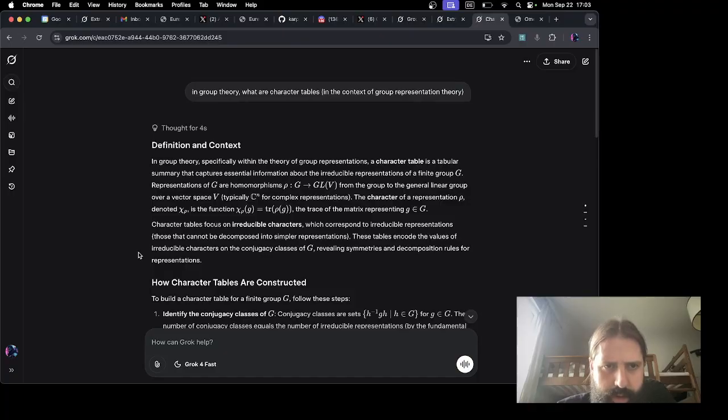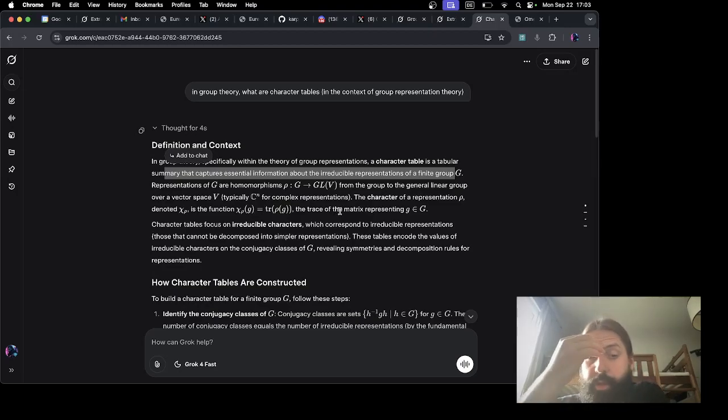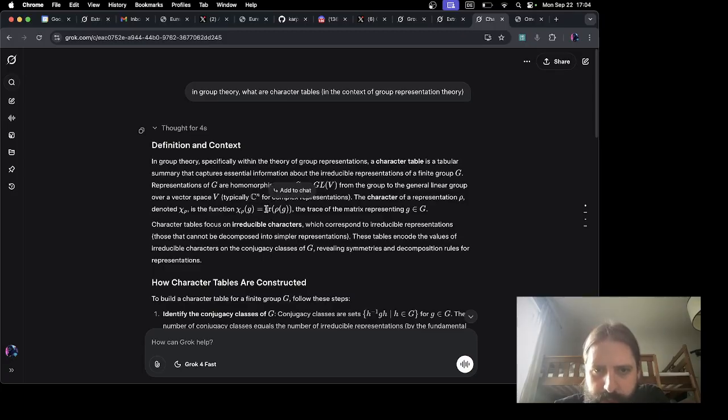So a character table is a tabular summary that captures essential information about the irreducible representations of a finite group. Representations are homomorphisms from the group to the general linear group GL(V) over a vector space V, typically complex. The character of a representation, okay, so that's what the character is: the function that takes an element of G to the trace of the matrix representing it.